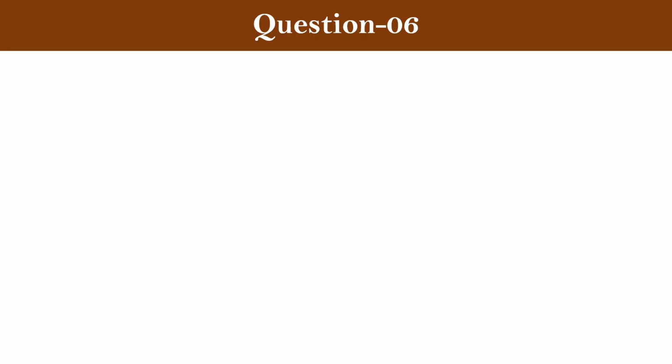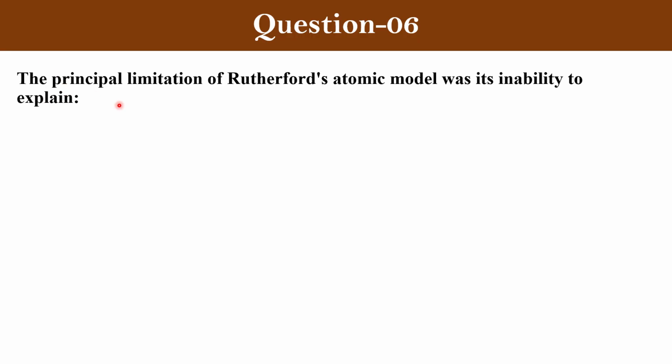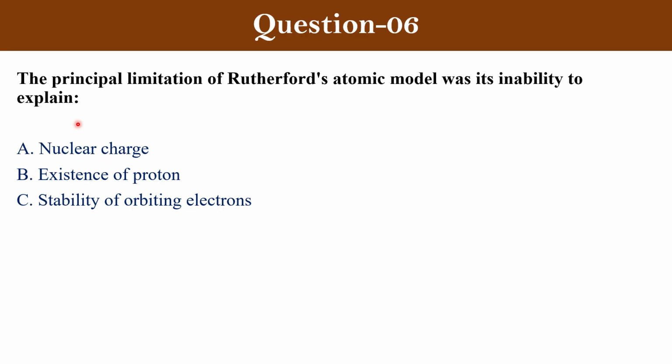Now move towards question number 6. The principal limitation of the Rutherford atomic model was its inability to explain which of these? Option A, nuclear charge. Option B, existence of protons. Option C, stability of orbiting electrons. Option D, discovery of isotopes. Which is the correct answer?